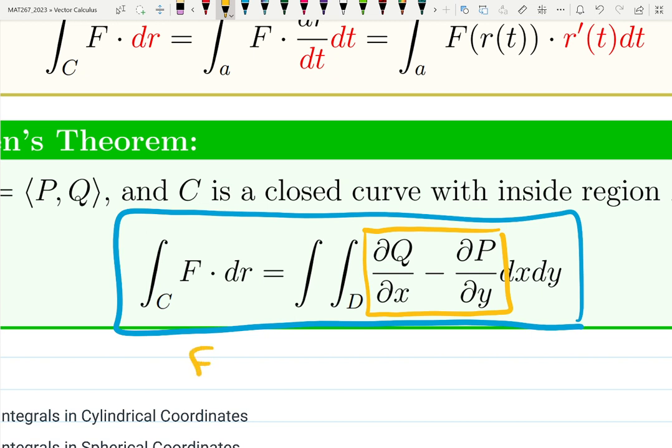F has those components, Q and P. And since you already asked, now I will be writing everywhere Qi plus, no. P goes first, Q goes next in alphabetical order. Thank you. Pi plus Qj.